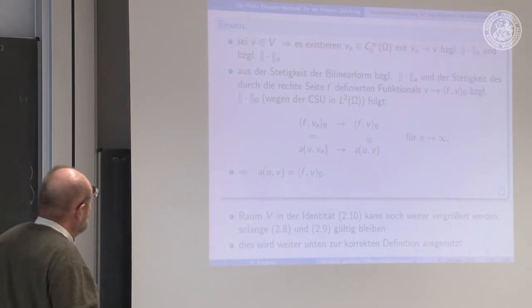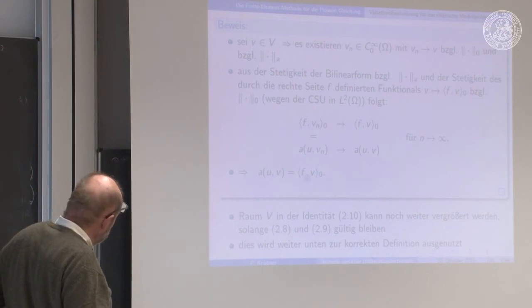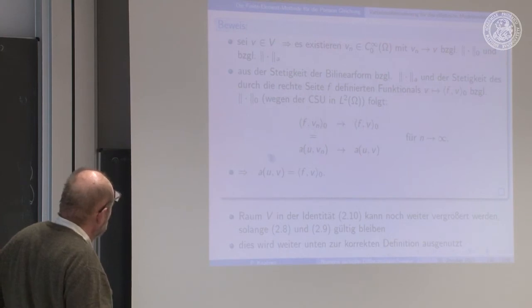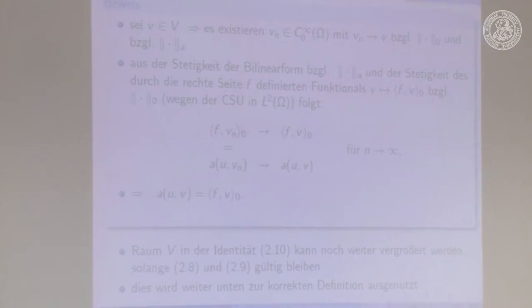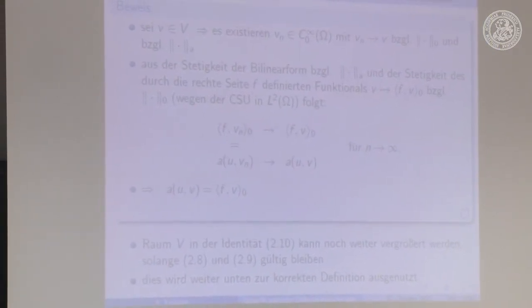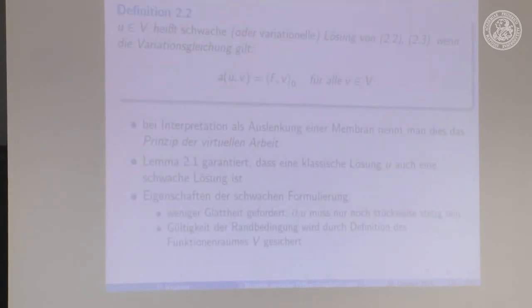This is basically the Cauchy-Schwarz inequality. And therefore, as Vn converges to V, also AuVn converges to AuV. And that means the sequences are the same, therefore the limits have to be the same. Therefore, we now have the variational equation for the general type of test functions, for the V from capital V. Okay, so far so good.